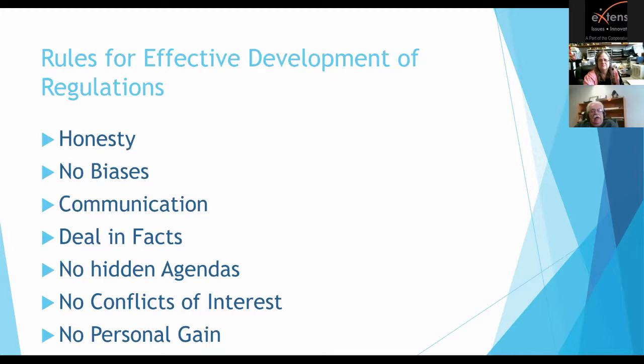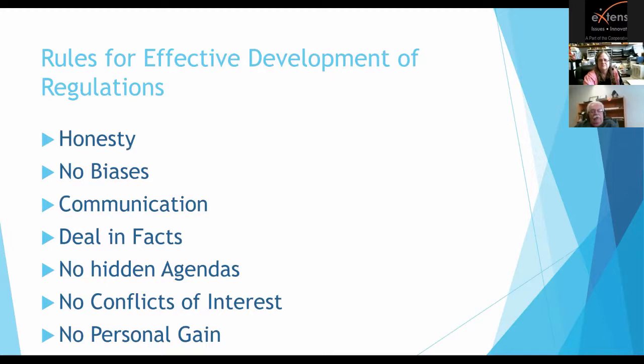The third thing on the list is communications. When we start developing regulations, communication is very important for all parties involved. If we're having problems or we're thinking about having problems, we need to open lines of communications. We may not like the people we're dealing with, but at the same time, we still must communicate with them.